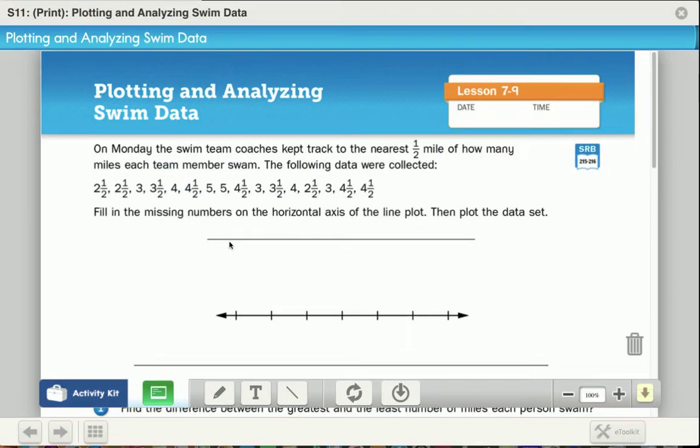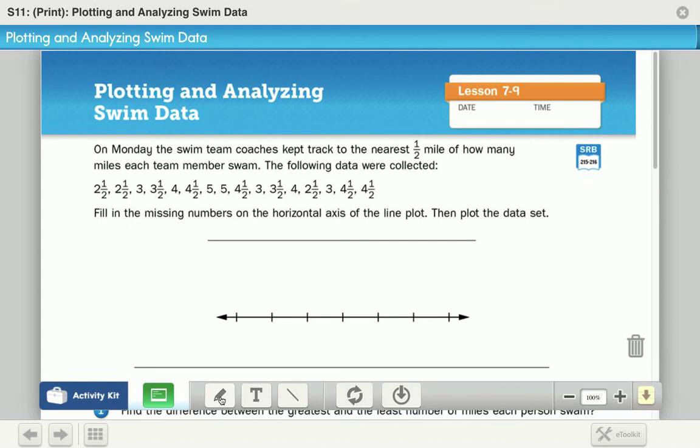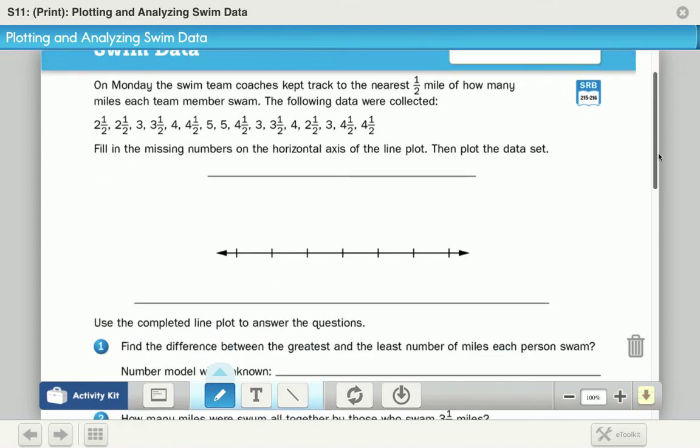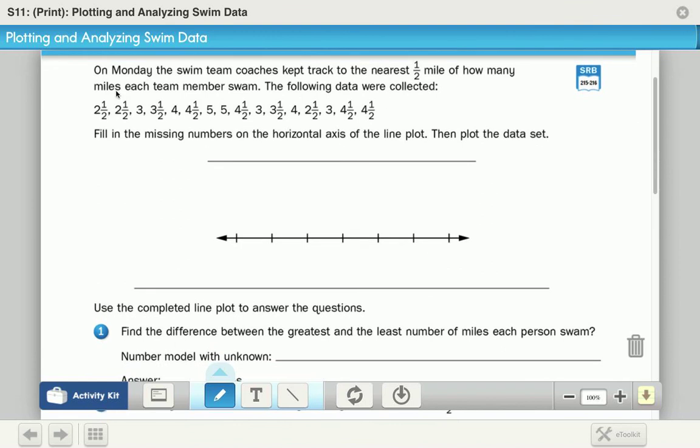Okay, so today's lesson, we're going to be plotting and analyzing swim data. So we're going to be putting it on a line plot. So this is kind of a review of some of the things that we've already done this year.